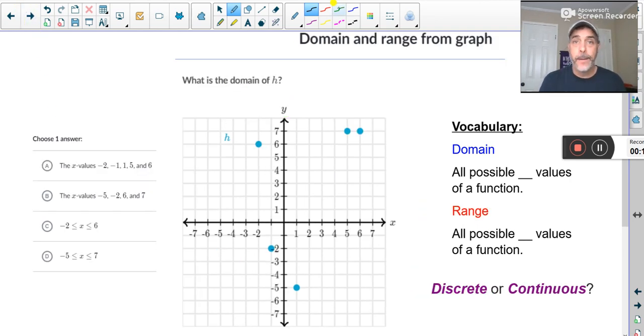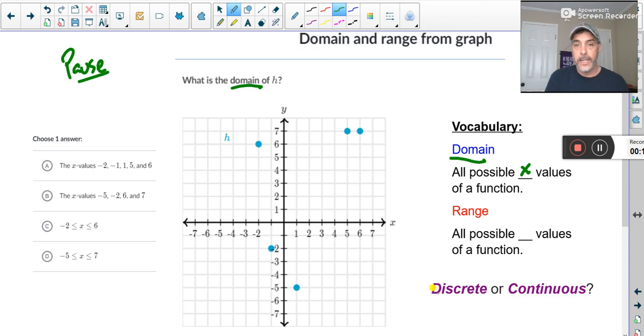All right, a couple more practice problems. I'll pause. Maybe you should pause the video. Think about it. Think about what you would look at. Think about the answer choices. And I'll start. Okay, I'm looking at domain. Domain is telling me all possible x values.